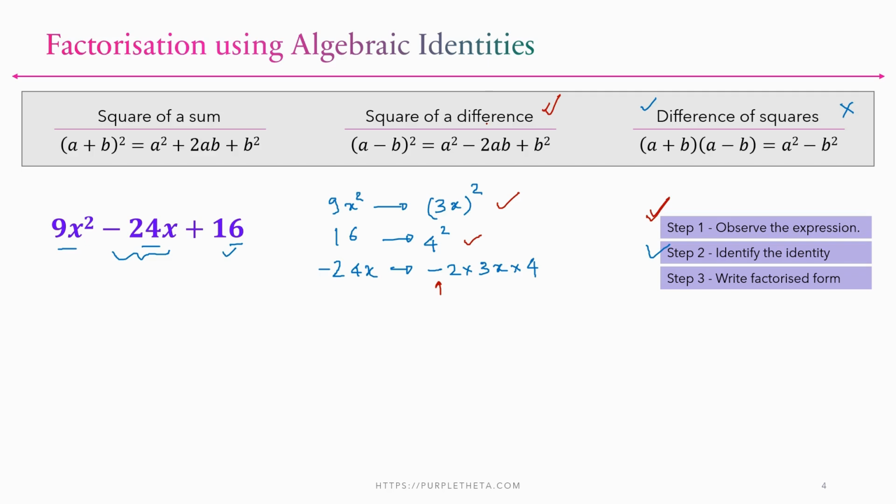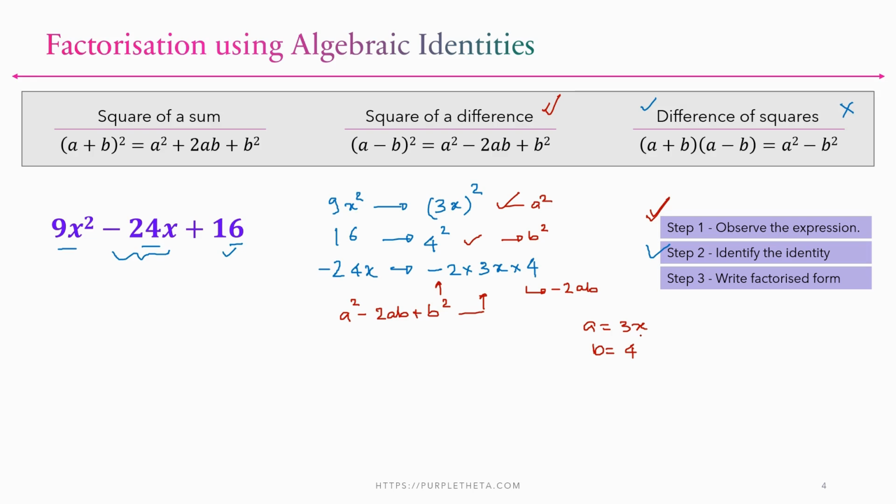And this is a square minus 2ab plus b square, right? So square of a difference identity is a square minus 2ab plus b square, right? And this is how our expression also looks like, right? So this is a square, this will work as minus 2ab, and this 4 square is nothing but b square, right? Here a is equal to 3x and b is equal to 4, right?